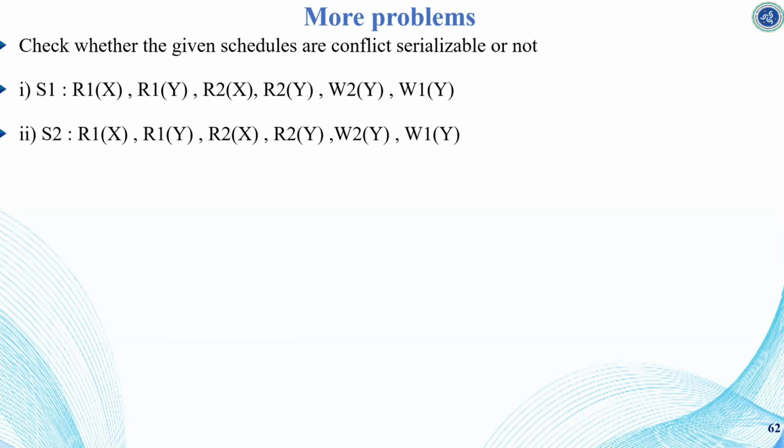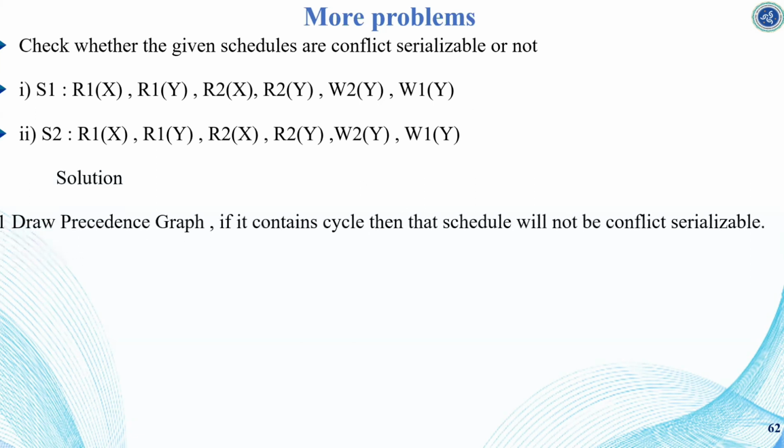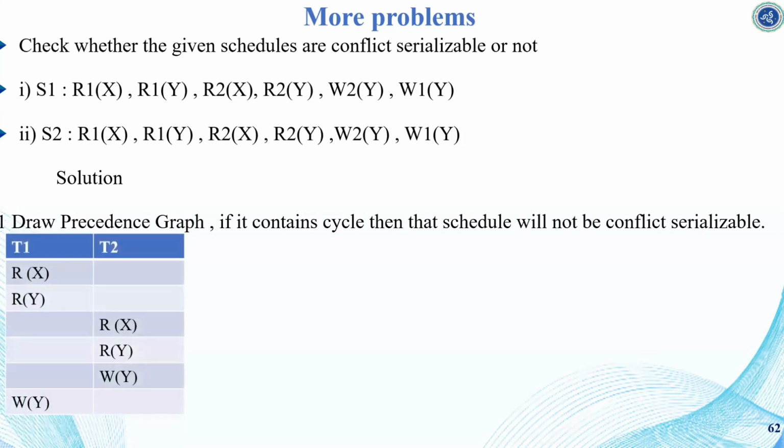So here we can discuss some more problems related to conflict serializable or not. You are given two schedules. So schedule 1 is R1 of X, and this is the schedule 1, and this is schedule 2. Okay. So we can create the table in table form. So conflict serializable is checked with the help of a precedence graph. If this graph contains a cycle, then it is not conflict serializable. So we can create the transactions operations for the S1.